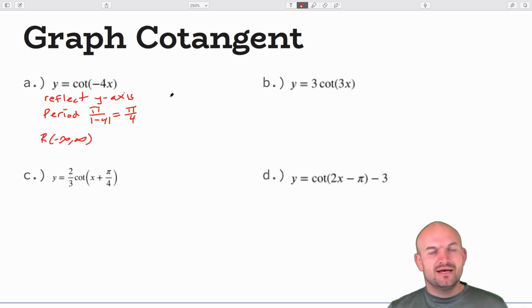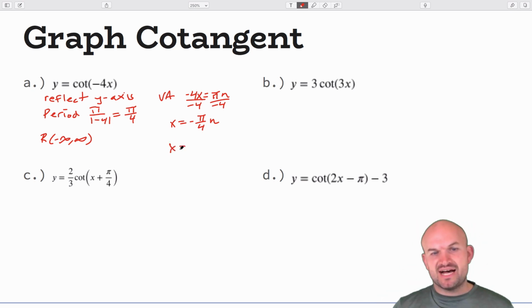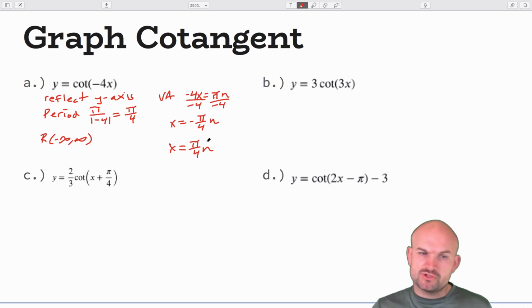Never changes. But the vertical asymptote is going to be where negative 4x is equal to pi n. So you divide by negative 4, and you could say x equals negative pi over 4 n, which is true, which is correct. Typically, a more simplified answer would just be the positive version of that. Again, I'm not going to mark my students wrong for this, but we look for a more simplified answer, or at least on a multiple choice, you would expect to see it in the positive version.